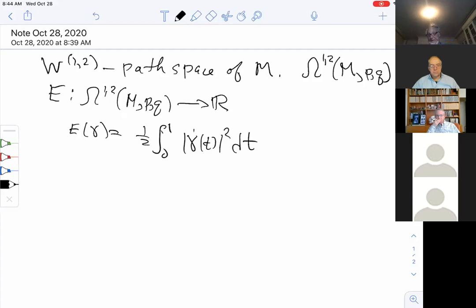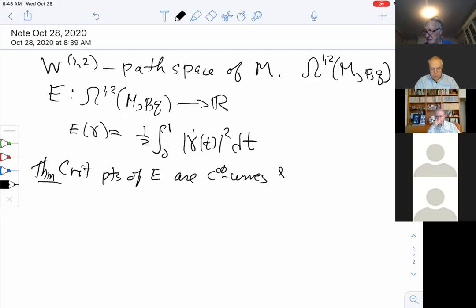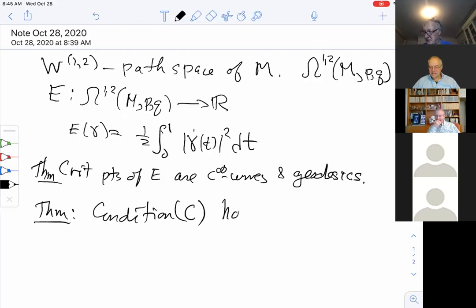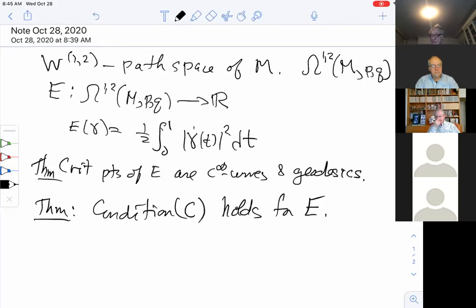Okay, so we have to make sense of all of that. And I want to prove that in this context, the first theorem is that the critical points of E are C infinity curves, and they're geodesics in the classic sense. And they're smooth geodesics, even though they lie in a space of much rougher paths. And the second theorem is that condition C, the Palais-Smale condition C that I talked about last time, holds for this energy functional. So you can do Morse theory on this Hilbert manifold of rough paths. Okay, so that's the plan for today.